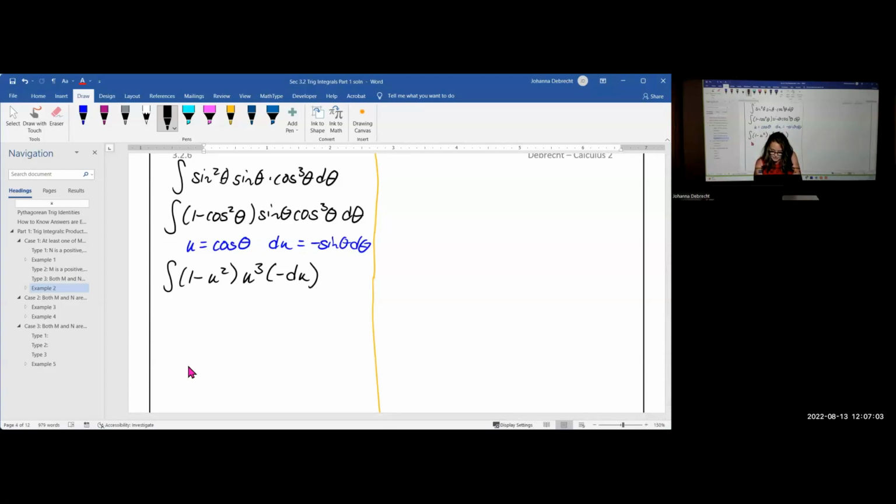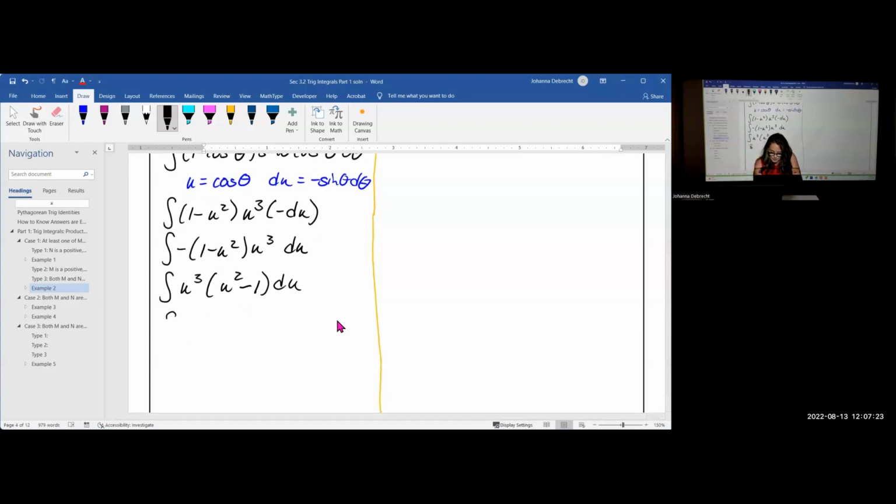I could pull the negative on the front of this, which kind of appeals to me. So I have a negative 1 minus u squared times u cubed times du. The negative multiplied across there, and I kind of like the u cubed at the front. And that gives me u squared minus 1 du. It's looking much better. I like this algebra. And then I can distribute it using the distributive property. And remember, when the bases are the same and you're multiplying, you add the powers. Don't give me u to the 6th. And so that gives me u to the 5th minus u cubed du, which becomes, of course, 1/6 u to the 6th minus 1/4 u to the 4th plus a constant.